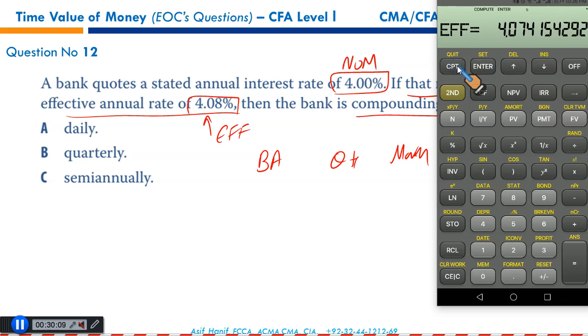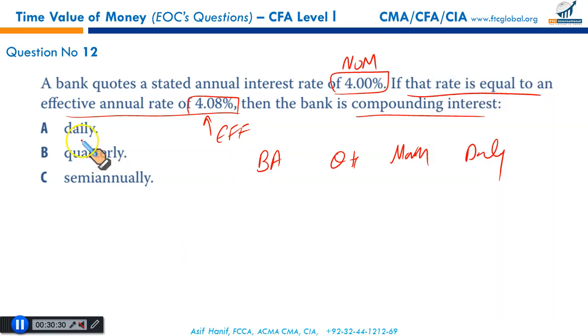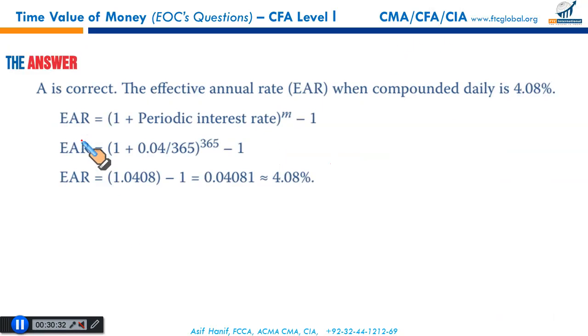4.07. Then what is left now? We have done semi-annually, we have done quarterly, we have done monthly, we have done bi-annually. Now it must be daily then. So the compounding per period is 365. Enter. Now the effective rate is 4.08. So now it makes sense that the compounding is on a daily basis. So that makes A the correct option.